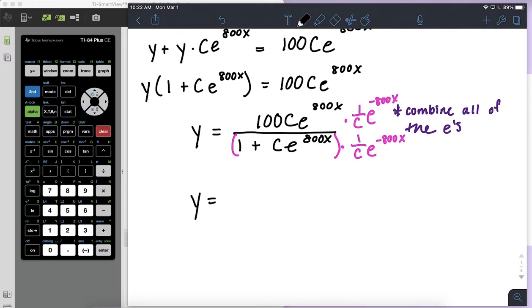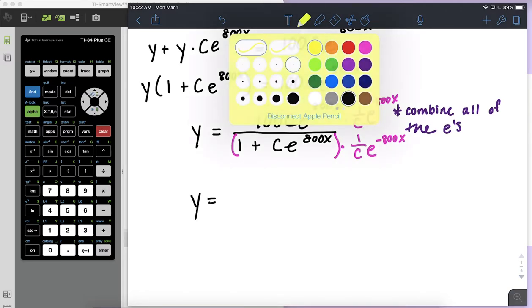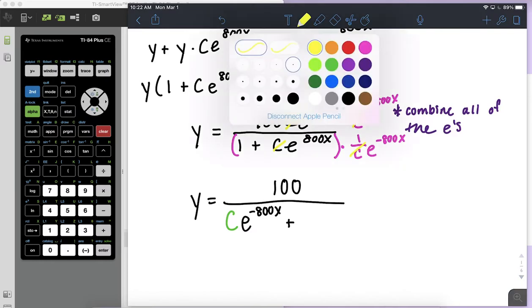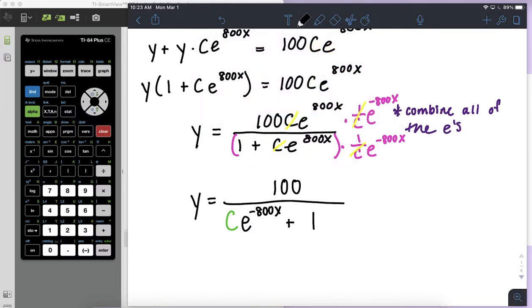Okay, so when I do that, right, the c here and the 1 over c here are going to cancel, and then e to the 800x times e to the negative 800x is e to the 0 power, which is just 1. So I'm just left with 100 in my numerator, so that looks a lot nicer already. And then when I multiply this through in the denominator, I'm going to get c times e to the negative 800x plus, right, my c's here are going to cancel out when I multiply, and my e's are also going to cancel out, so plus 1.